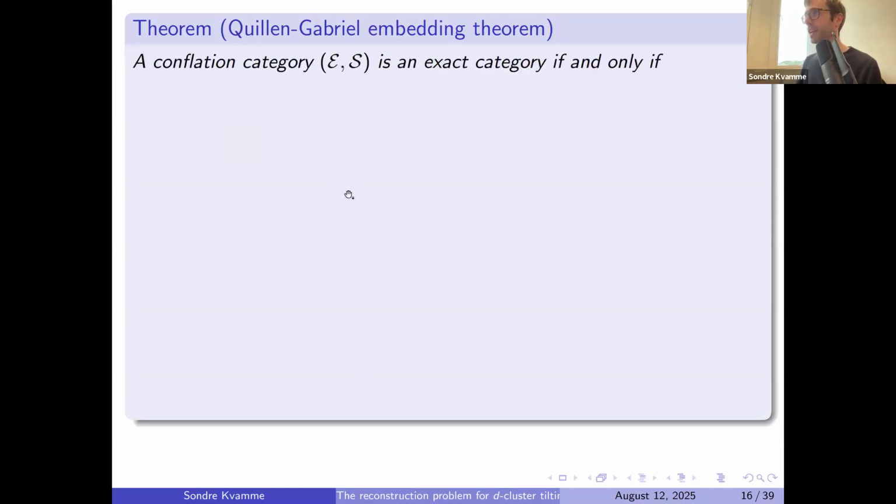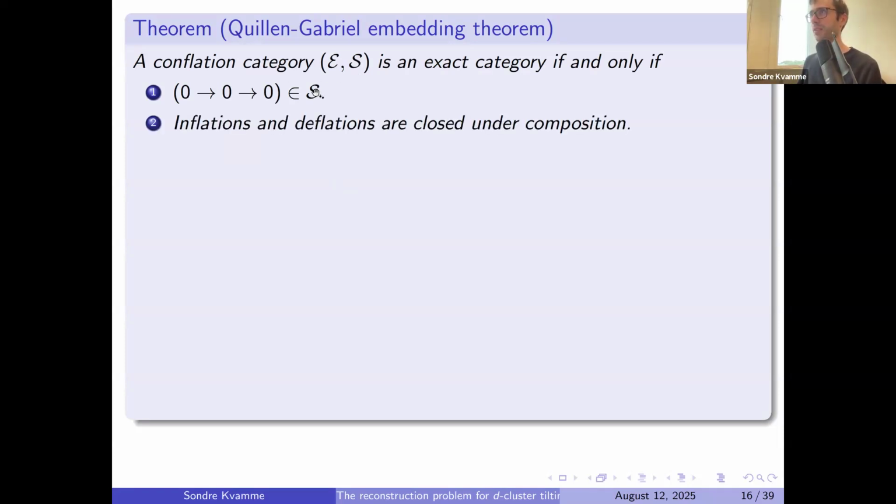So a conflation category is called an exact category if it satisfies some axioms. The first axiom is just that the trivial kernel-cokernel pair is a conflation, is in this class S. The second condition is that inflations and deflations are closed under compositions. In other words, if you have two inflations and you compose them together, you get another inflation. If you have two deflations, you compose them together, you get another deflation.